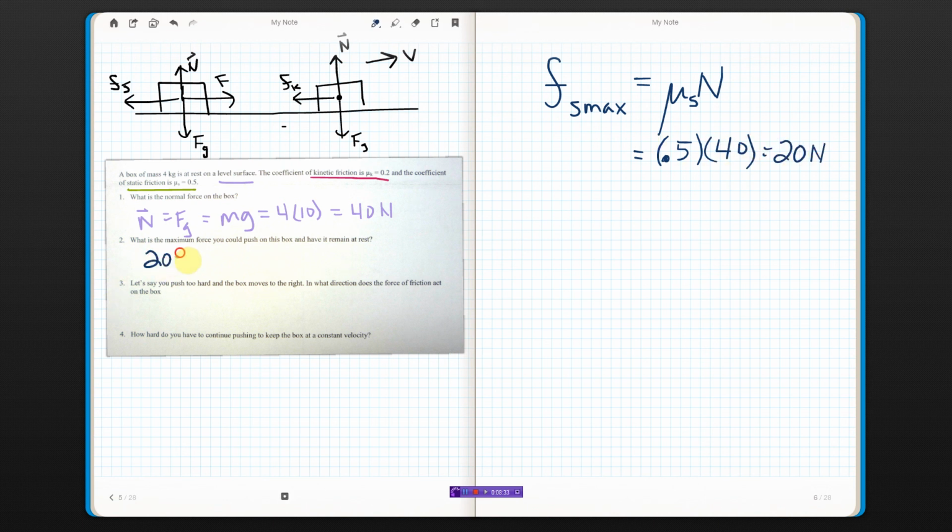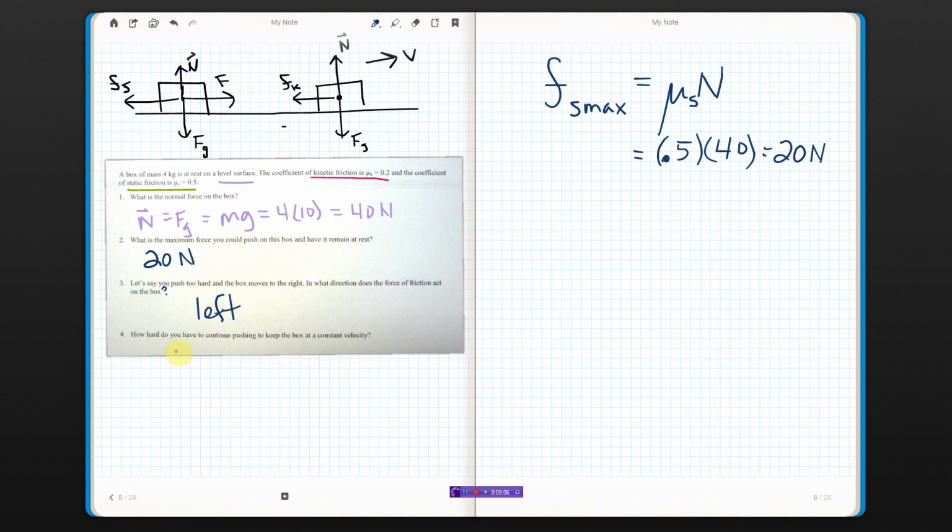Okay, so that's that. Okay, let's say you push too hard. Okay, so more than 20 newtons, and the box moves to the right. In which direction does the force of friction act on the box? Oh, I'm missing a question mark. Look at that. Whee! I can fix it. Love this program. Anyway, so now it's moving to the right, just like my picture. It doesn't matter what else you're doing. The friction force is always going to oppose that. So if it's moving to the right, friction is to the left.